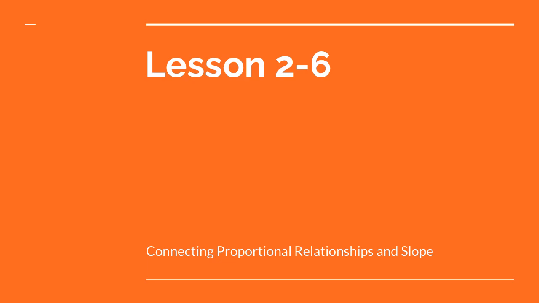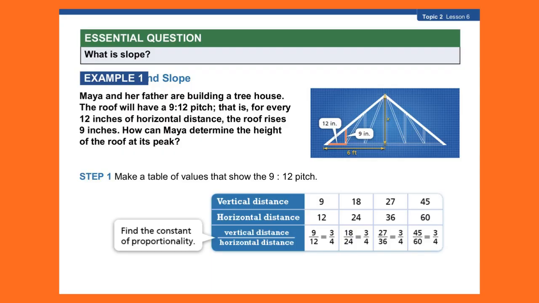This is lesson 2-6, Connecting Proportional Relationships and Slope, and it starts on page 128. Example 1 is on page 128.